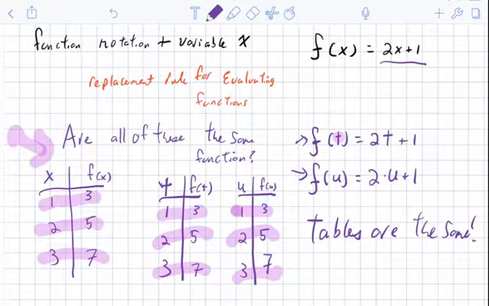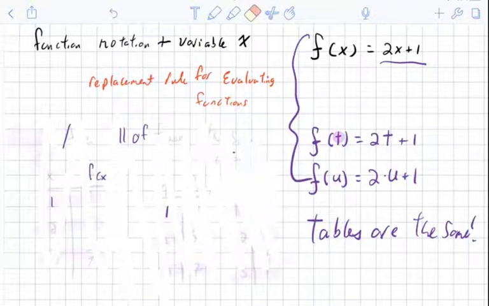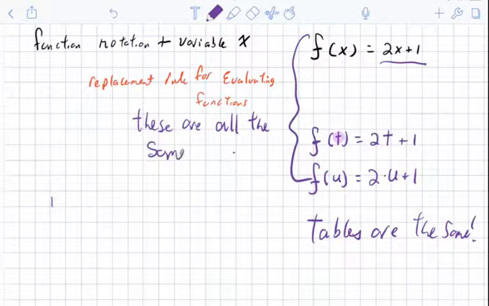The relationship between the numbers is the same. If I were to draw these as arrow diagrams, they would have identical arrow diagrams. Okay? And that means that even though these functions look different, like different expressions, all of these functions are the same function. These are all the same function.